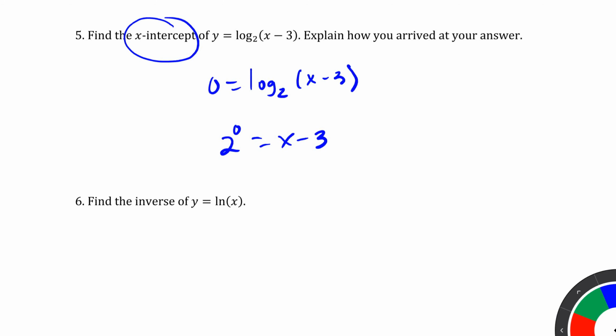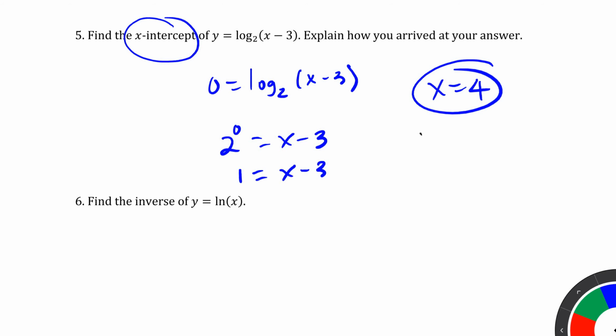If you haven't noticed in the last few examples, being able to change from a logarithm to an exponent is a very key, important feature. So this becomes 1 equals x minus 3, and then I could add 3 to both sides and get x equals 4. I also could graph this and see that it would intersect the x-axis at 4. So if you were to graph that function, it would look something like this, and it would have an x-intercept at 4. It doesn't say algebraically, so I'm showing you how to do it.